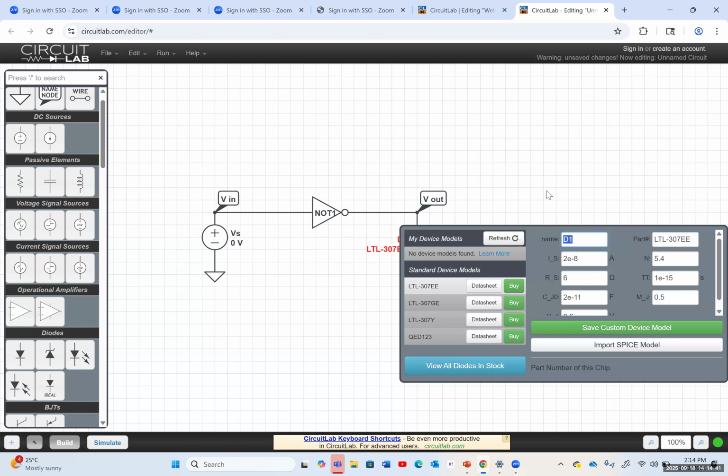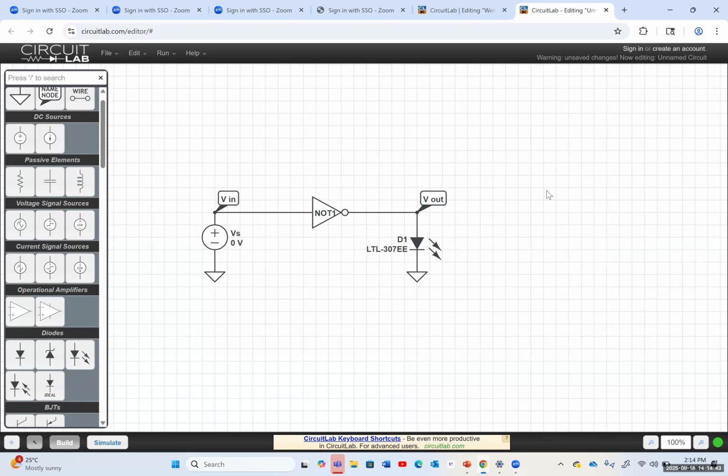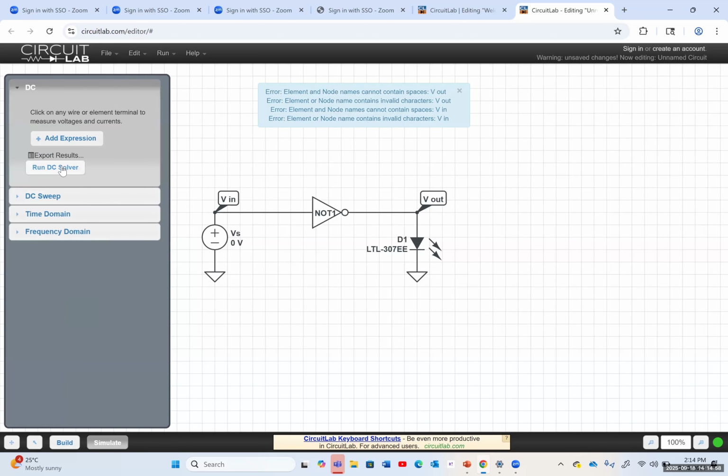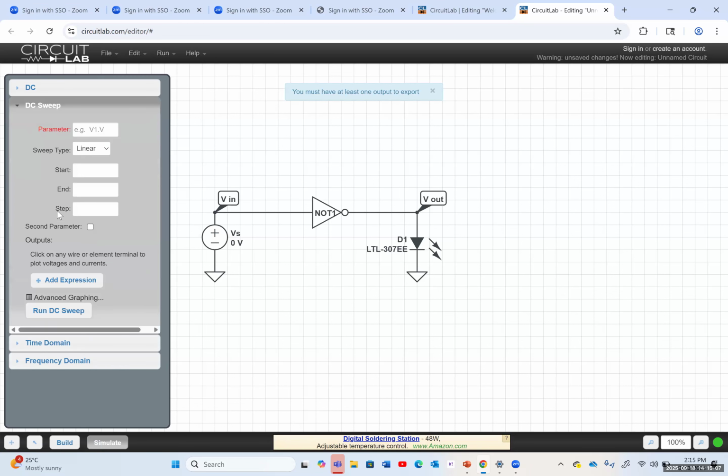So by clicking on it, you can change the name and you can also change the value. And also you can change the diode name, but I don't recommend it, just leave it. And the NOT gate, you can also change the values. Now, if you go down on the bottom left side, you can click on simulation and run the DC solver. And you can export the results. You can also see the DC sweep as well. You can run the DC sweep.